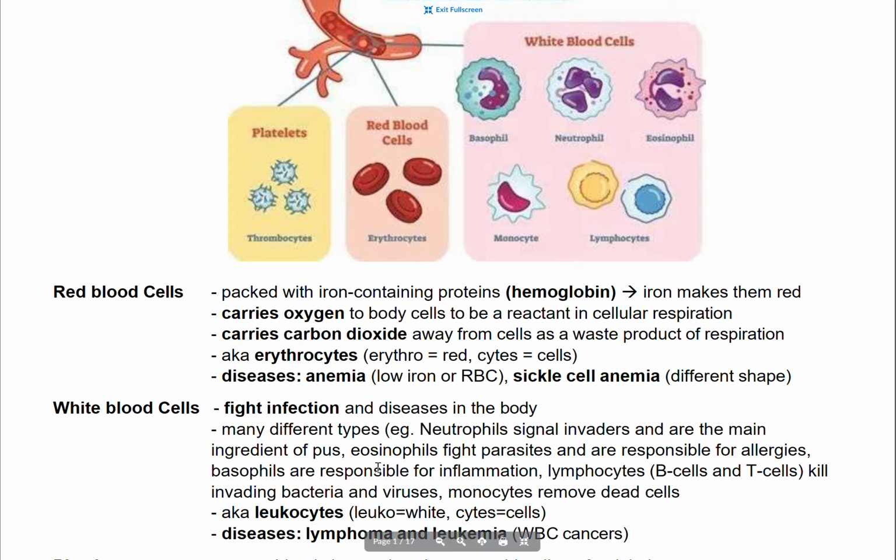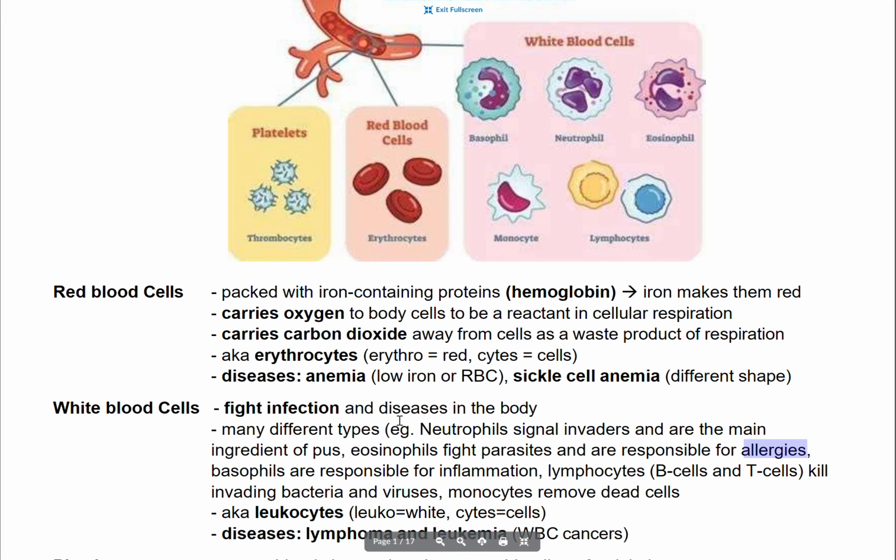Next time you have some sort of infection and you have pus, recognize the job of the neutrophil. Now you also have eosinophils. These ones here, they fight parasites and they're responsible for allergic reactions. They're responsible for the immune response to foreign entities, right? So if you have allergies, what's happened is you have overactive eosinophils for a certain type of invader, right? Something that isn't really an invader, but your body thinks is an invader.